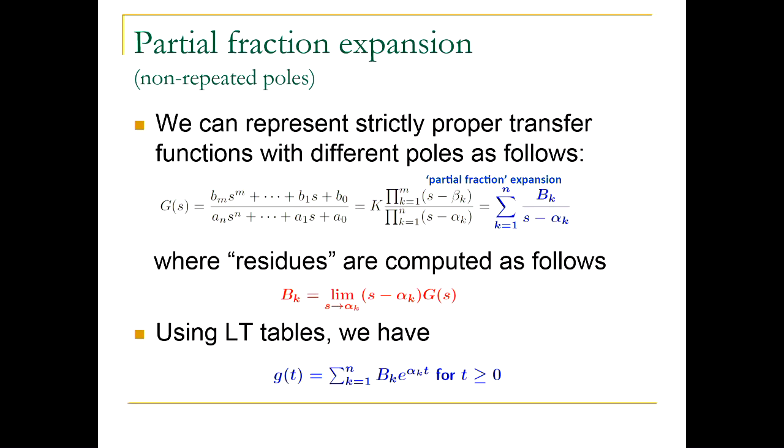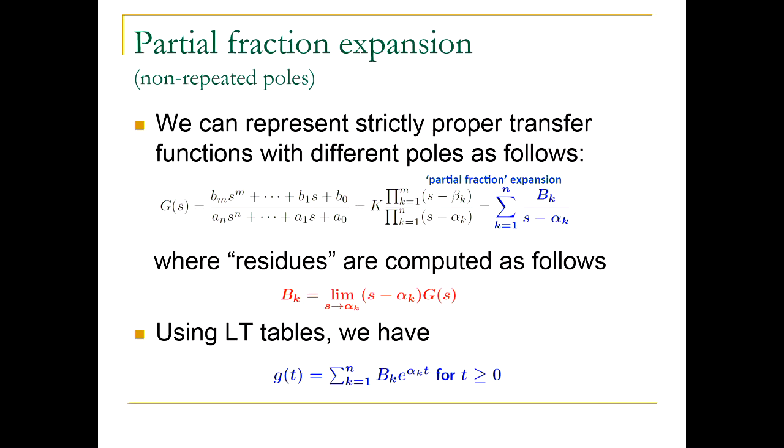The b k's here are called residuals, and they may in general be complex numbers. And alpha k's, beta k's, and b k's can all be complex numbers. So obviously, if we now represented G as a sum of these terms, then the inverse Laplace transform of G, which is g of t, is a sum of terms like this. But note that all of these can be, as I said, complex numbers.